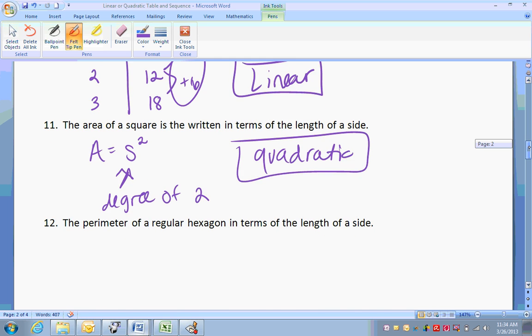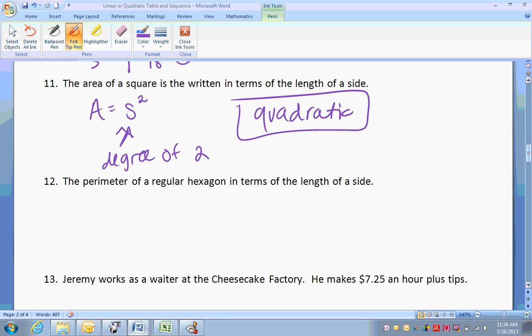All right, let's move on to number 12. Number 12 says the perimeter of a regular hexagon in terms of the length of a side. Well, a hexagon has 6 sides, and regular means that they're all the same. So 6 sides that are all the same length. In perimeter, you're adding up all of the sides.